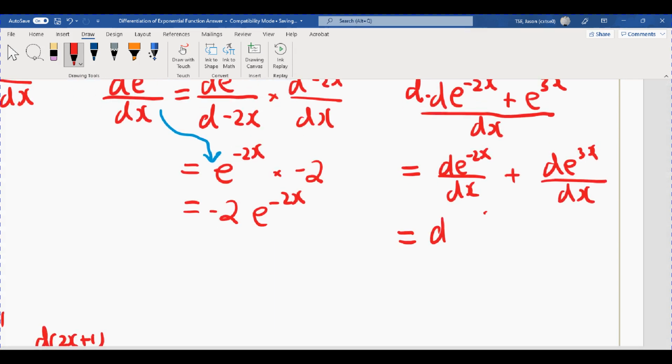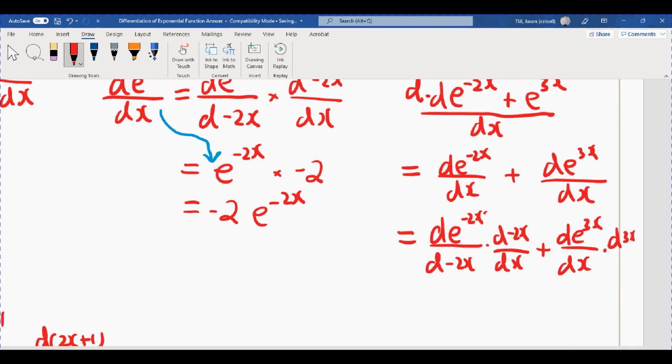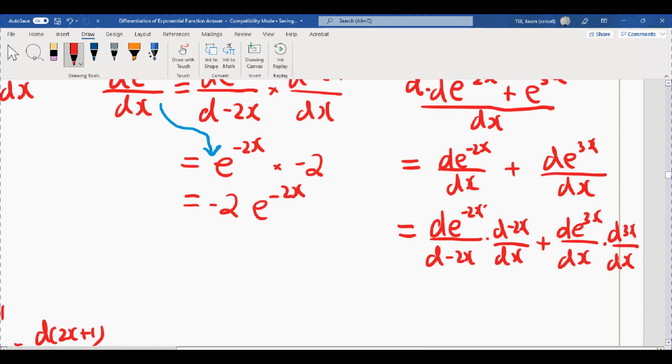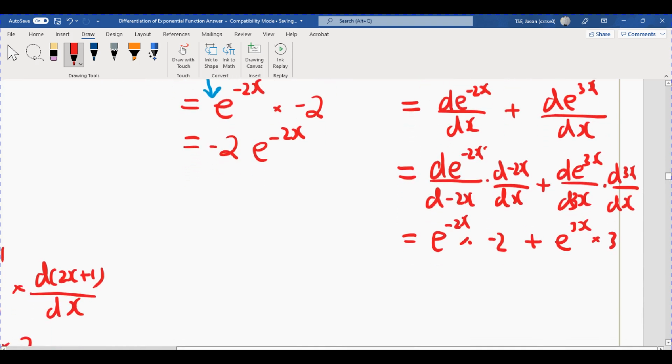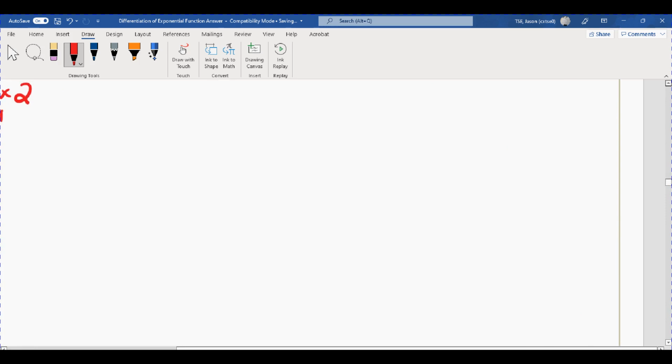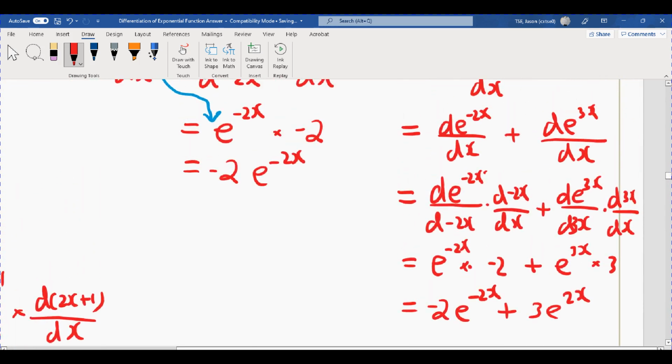For the first part, it really depends on you. If you don't want to write the chain rule, you can just go straight to the answer. Okay, the first part, you just rewrite the function itself, and the second part is minus 2. Plus e to the power 3x times 3. So the answer is minus 2e to the power minus 2x plus 3e to the power 3x. Sorry about this. So that's it. Just pause the video and spend some time to copy all the answers.